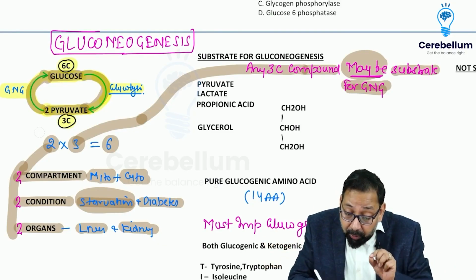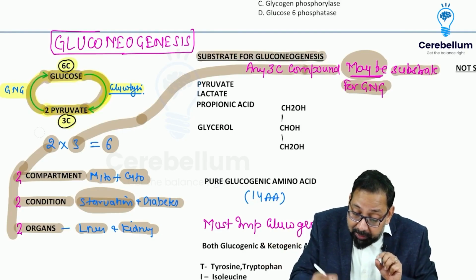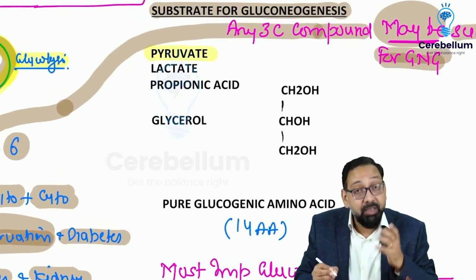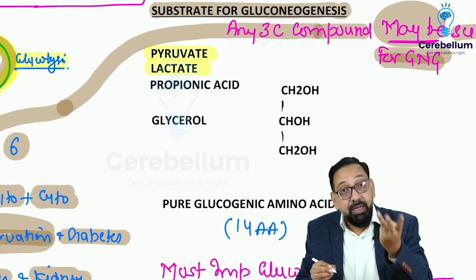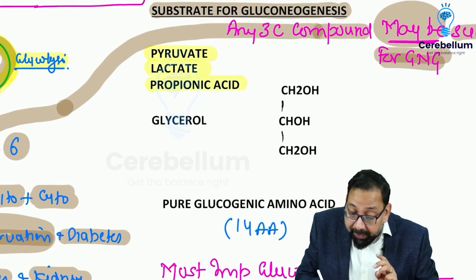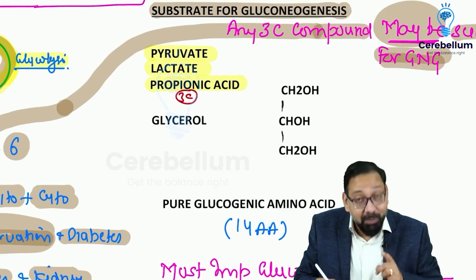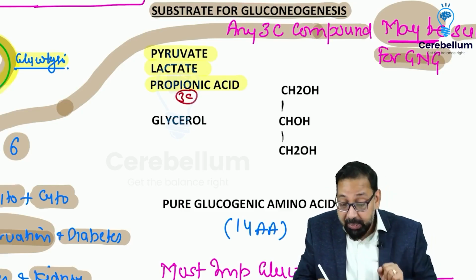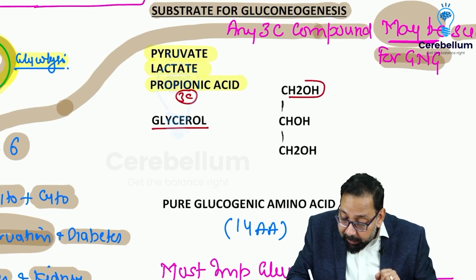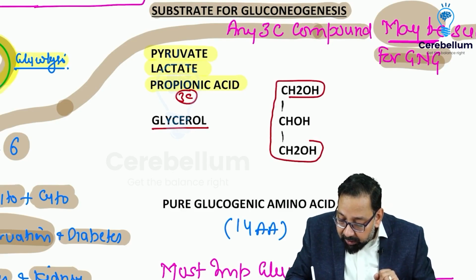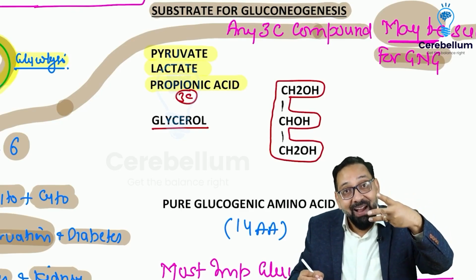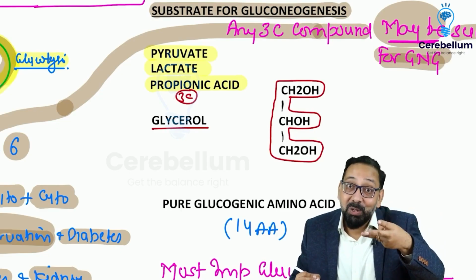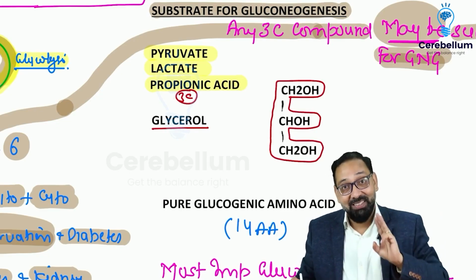Substrates for gluconeogenesis you can easily remember. Pyruvate has 3 carbons, a substrate for gluconeogenesis. Lactate has 3 carbons, a substrate for gluconeogenesis. Propionic acid has 3 carbons, a substrate for gluconeogenesis. Glycerol is CH2OH, CHOH, CH2OH. How many carbons? 3. And any 3 carbon compound may be a good substrate for gluconeogenesis.